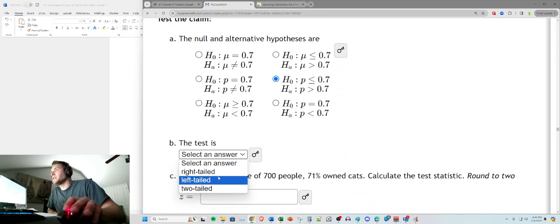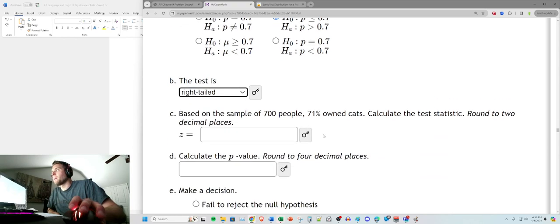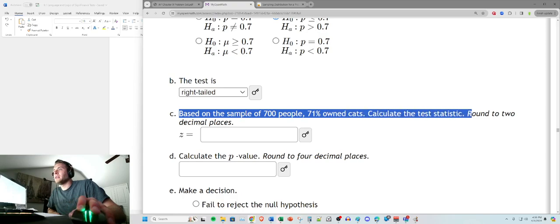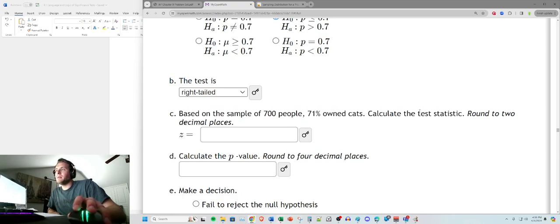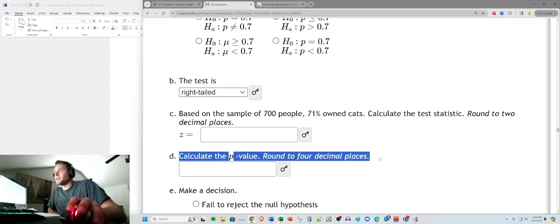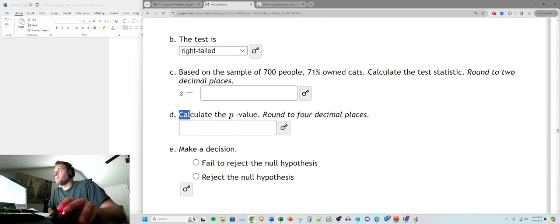All right. We also have to decide what kind of tail this is. This would be a right-tailed. Based on the sample of 700 people, calculate the test statistic. This is something that we have not talked about, but it's actually a pretty easy thing to get, and we're going to get it as we do this part. So let's not worry about this, and we're going to talk about calculating the p-value.